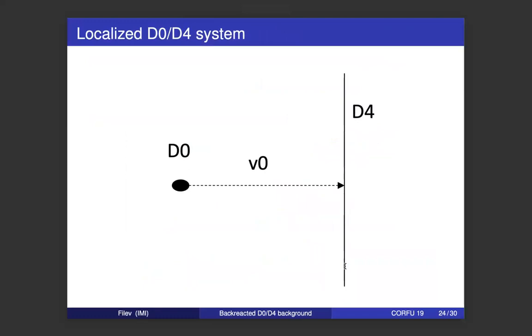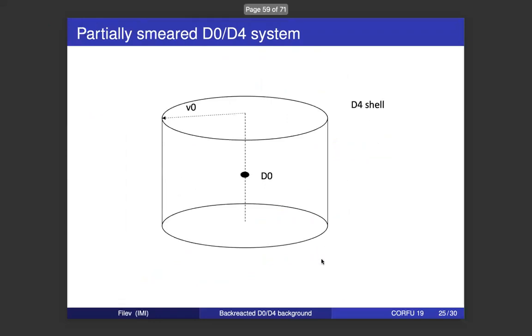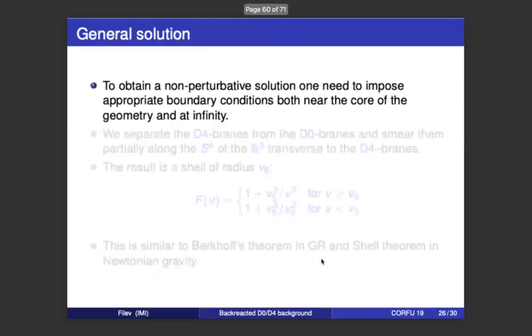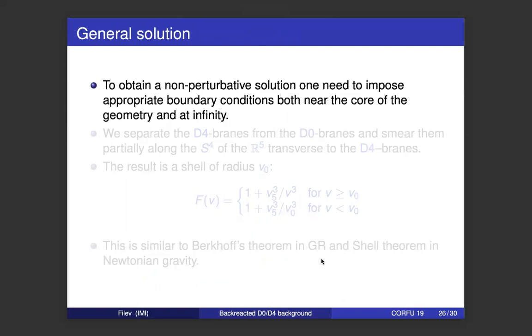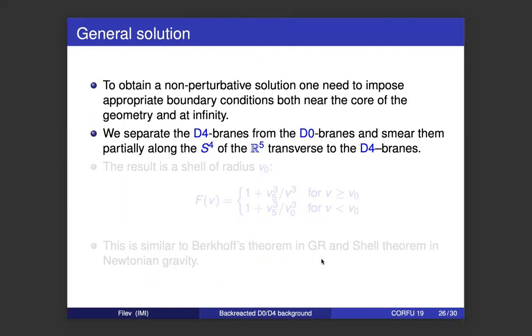So we go back now to the D0-D4 system. Again, we have the D0, and we separate the D4. We smear the D4, we obtain this shell. And now we say, let's look at what the solution is. Well, now, again, to obtain a non-perturbative solution, you need to impose this boundary.